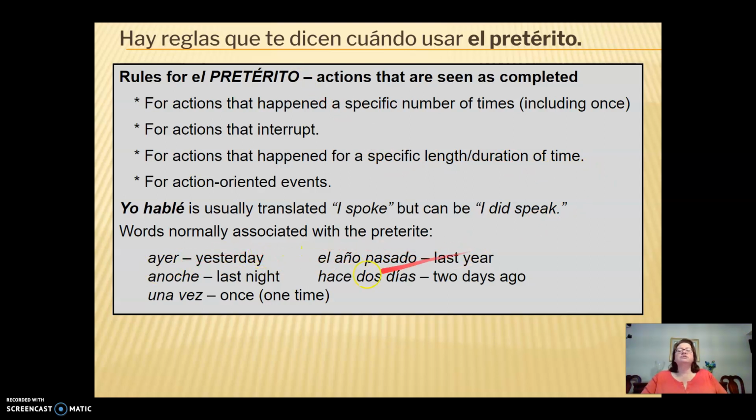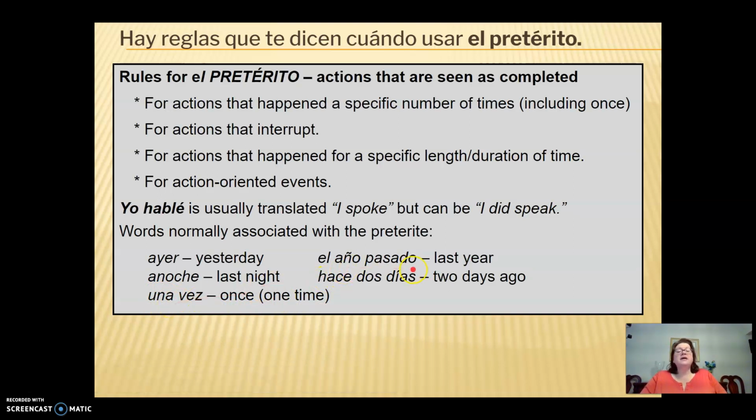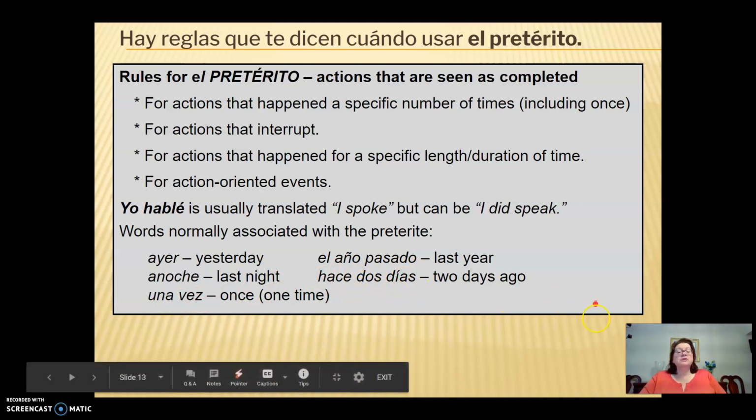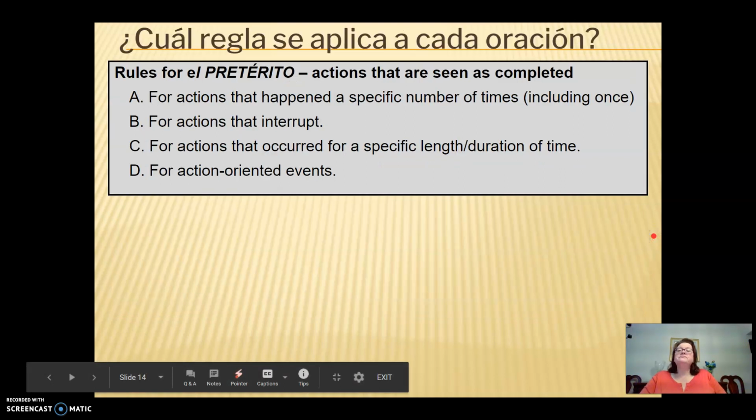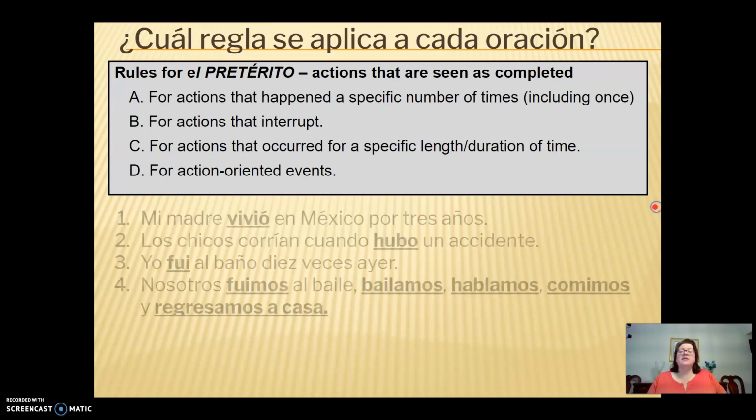Normally, words that are associated with the preterite, again, some of those trigger phrases, ayer, anoche, una vez, or again, it could be 2 or 3 times. I can have a different specific number there. Una vez, dos veces, tres veces. El año pasado, hace 2 días, it was 2 days ago. So those are all things that can trigger that preterite. All right, so let's look at some examples, and here are those rules listed again.